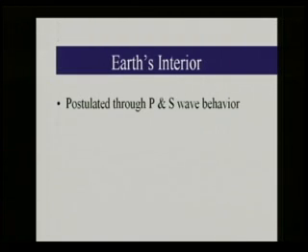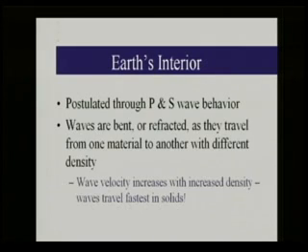Earth's interior is postulated through that primary and secondary wave behavior. The waves are bent or refracted as they travel from one material to another, if the materials have different densities. We can also see some wave reflection as well when waves encounter a boundary of a new material. The wave velocity will increase with an increased density. Waves travel fastest in solids.